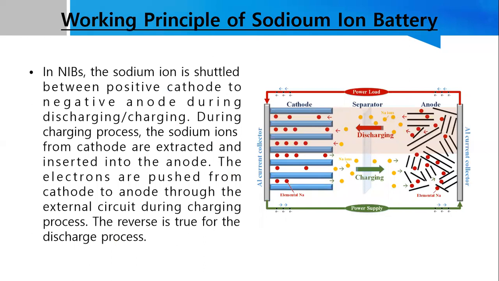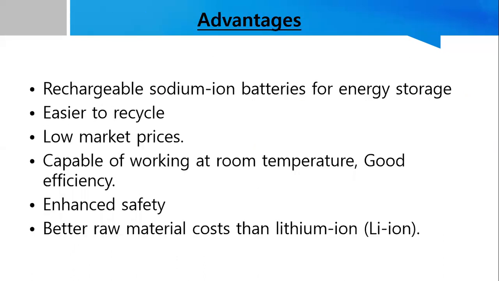During the charging process, the sodium ions from the cathode are extracted and inserted into the anode. The electrons are pushed from the cathode to the anode through the external circuit during the charging process. The reverse is true for the discharge process. So this is a short description of the anode, cathode, and the working principle of the sodium ion battery. So moving towards the next slide.